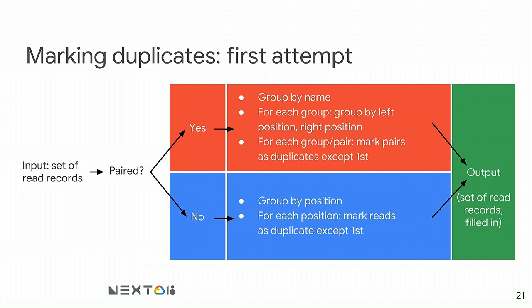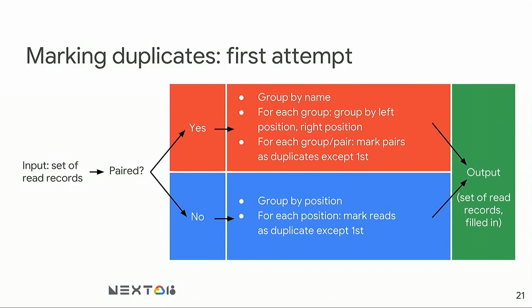So here's the first Beam program to do this. So our input on the left is the set of read records, and the first thing we're going to do is check whether they're paired or not. We have the paired flag, then we're going to send it to the different branch. So let's start with the blue branch at the bottom, the case when they're not paired. When the reads are not paired, we're going to use group by to put together all the reads that start at the same position. So we're grouping by position. And then we look at each group, and we look at how many elements there are. If there is more than one, we found duplicates, so we mark them. And then we're done, it goes to the storage at the end. So our output is a set of read records again.